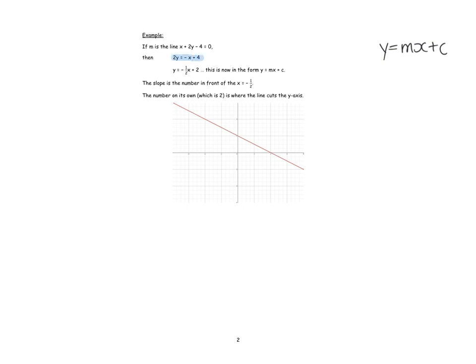Now, we need it in the form y is equal to mx plus c. So we're going to divide all terms by 2. So you're left then with y is equal to minus a half x plus 2. We know that the minus a half here is the slope, and we now know that the plus 2 here is what we call the y-intercept. So as we've said, the slope is minus a half. However, the plus 2, which is the number on its own, is where it cuts the y-axis. And if we look here, when we draw it, it's going to cut the y-axis here, which is at 2.